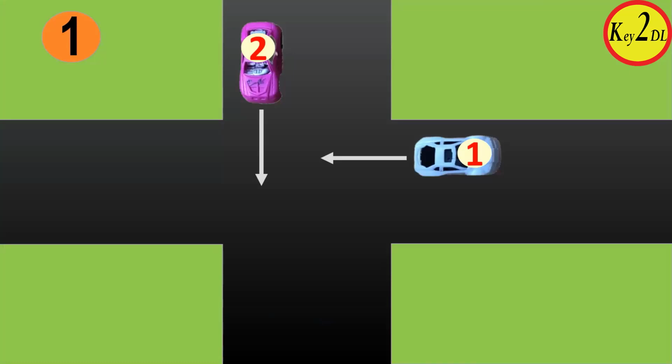You see there are two cars coming, car number 1 and car number 2. So which car should give way, car 2 or car 1? Car 2 should go first. This is very simple. Car number 2 is on the right side of car number 1, so car number 1 has to yield, or car number 1 has to wait.